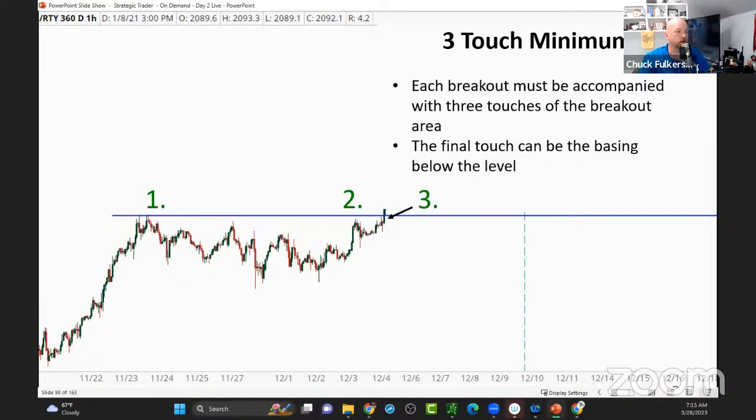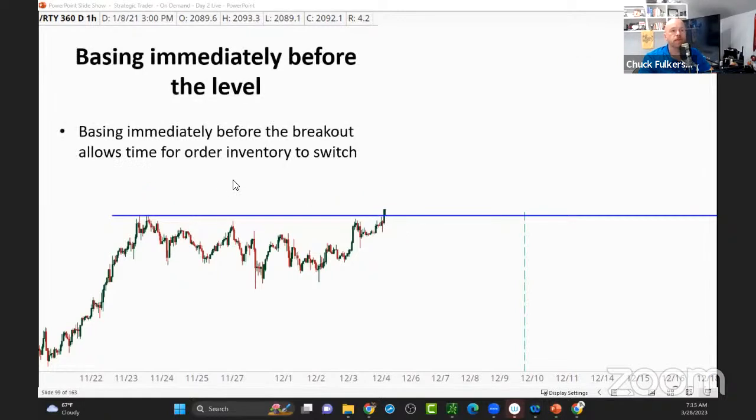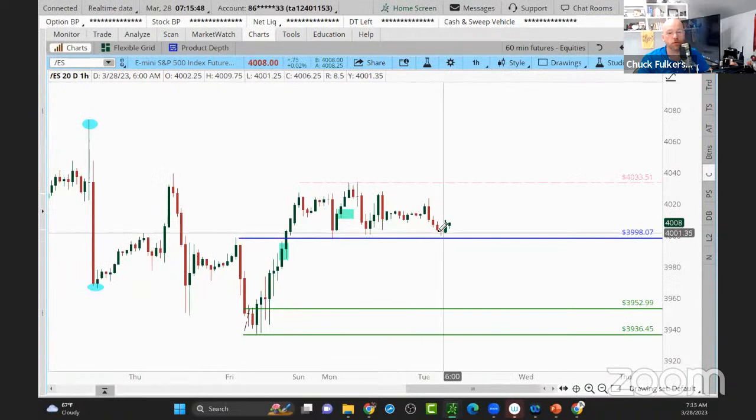And as I look at that third touch where I had that basing immediately below the level, that gives me a chance for price to break out to the upside, right? Now, basing immediately before the level, it's going to allow time for the order inventory to switch, because that's really what has to happen. I've got to have enough time for my order inventory to switch from buy orders to sell orders inside of the existing order queue, right?